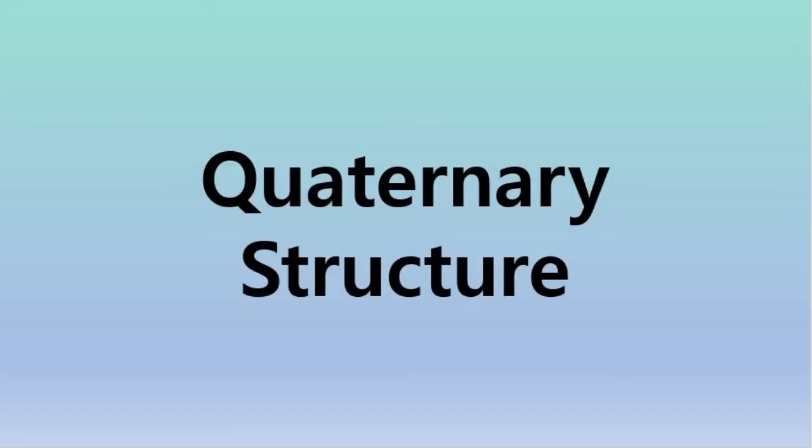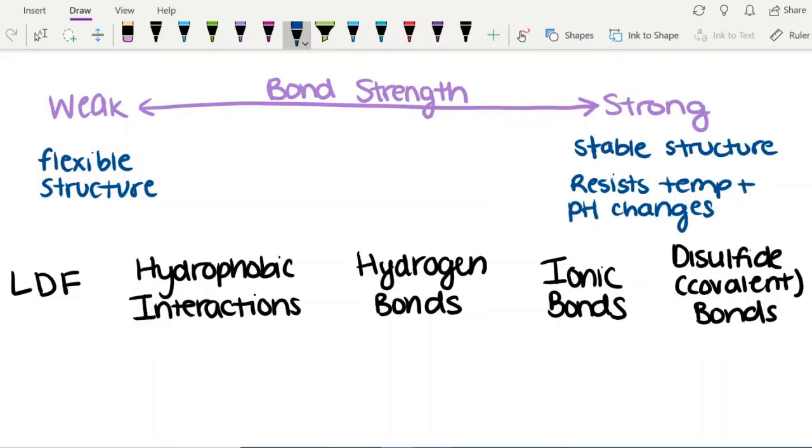Finally, there's quaternary structure, which is also formed by interactions between R groups. It involves the same interactions as tertiary structure, except the interactions occur between two or more different polypeptides.